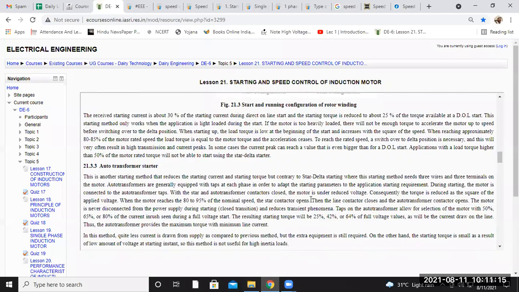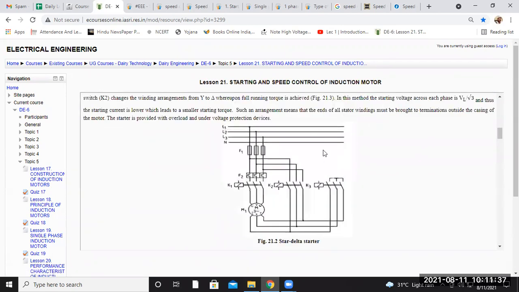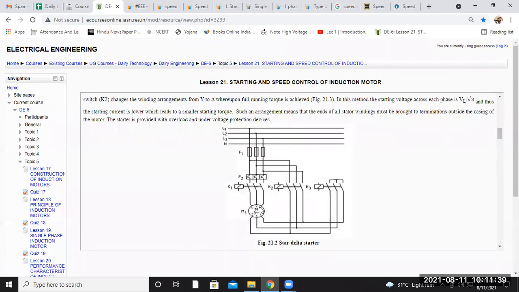The third one is your auto transformer starter. The auto transformer is between the supply line and the induction machine. This is the induction machine, this is the shaft, and this is the supply line. This is the output of the induction machine. Between this and the supply, the auto transformer is connected. Let us say this is your circuit diagram.